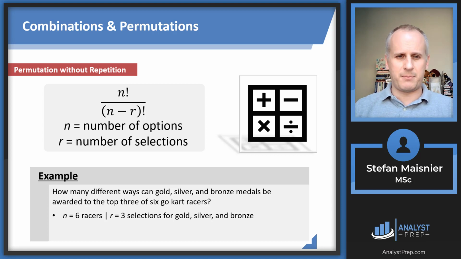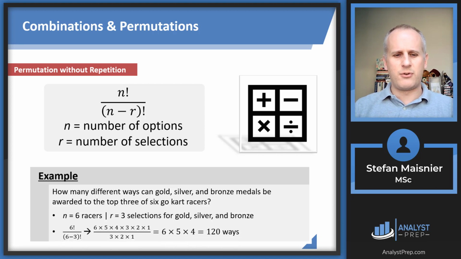So then we just apply it into the formula. We've got 6 factorial over 6 minus 3 factorial. So that's going to be 6, 5, 4, 3, 2, 1, all multiplied together on the numerator with 3, 2, 1 in the denominator. The 3's, the 2's, the 1's will cancel. We're left with just 6 times 5 times 4.